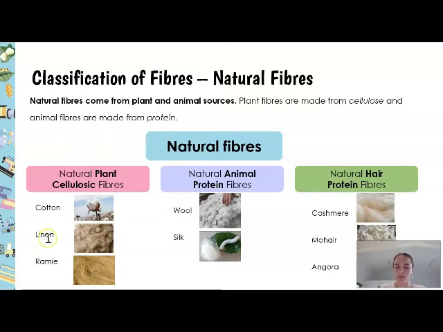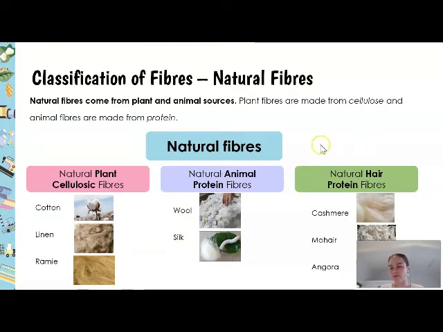Okay, so you've got your plant fibres. They are cellulosic fibres. They are made from cellulose. So think plants, cells, cellulosic. Okay, so it means that it's fibrous. And then you've got your protein fibres. So these are your two protein fibres, and they are from animals, animal wool or silk.